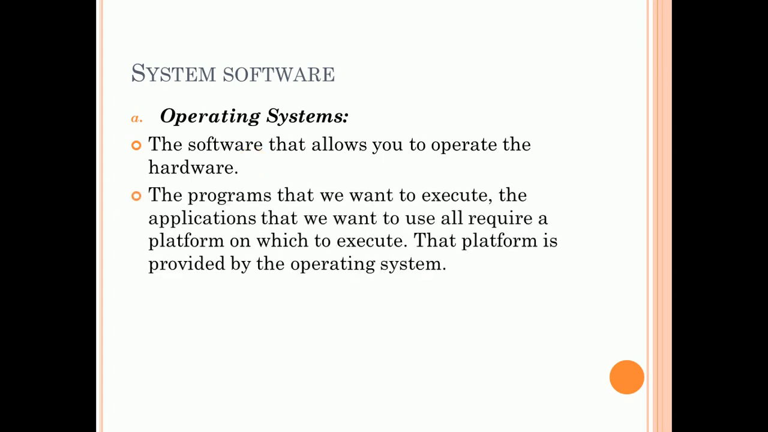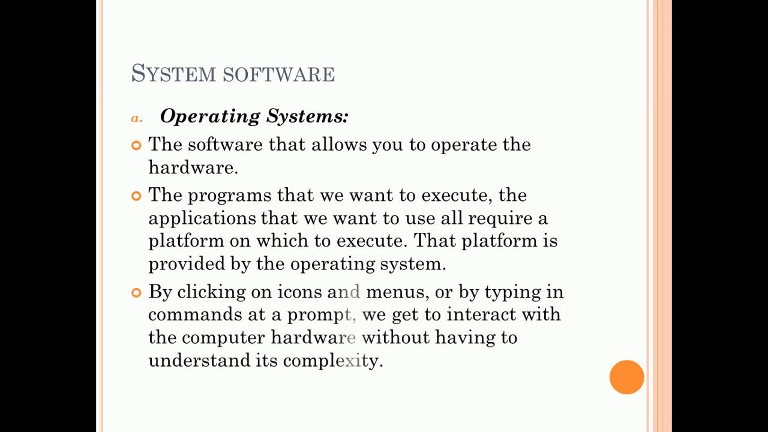So this is the function of the operating system. The programs that we want to execute, the applications that we want to use, all require a platform. This platform is provided by the operating system, that is called OS. So this operating system gives a platform to run the programs which we want to use. Like all the games, all the movies you play, this is possible only because of the operating system. The Windows operating system is the most common type of operating system that is used.